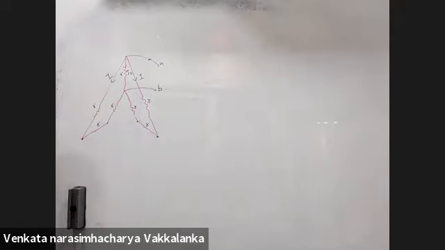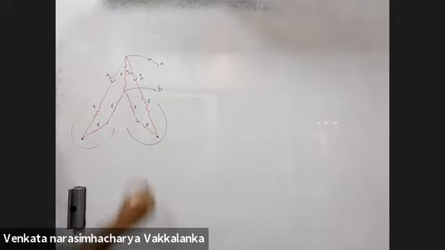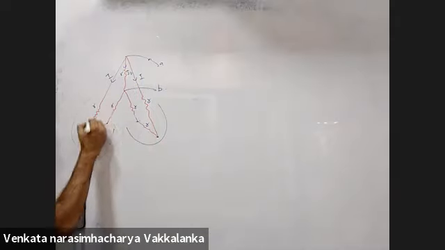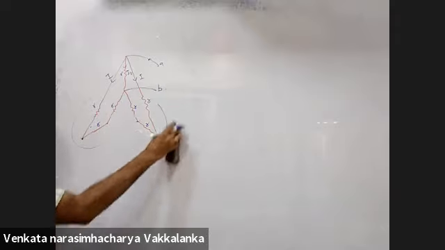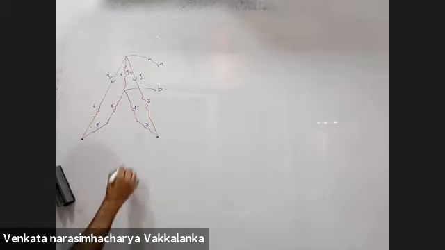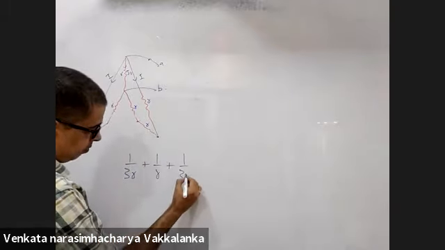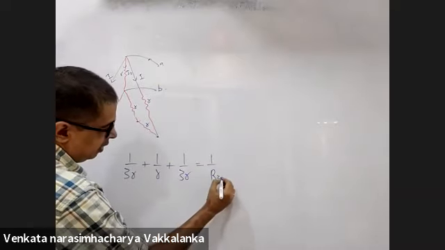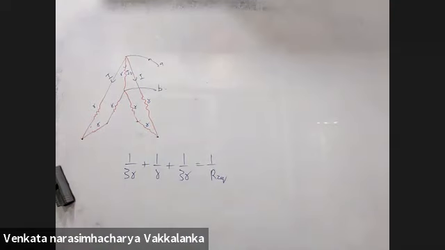3R and R are in parallel. This is 3R, this is 3R, this is R. R and R is 3R. R and R is 3R. 3R and R are in parallel. 1 by 3R plus 1 by R is 1 by R equivalent. How much are you getting the answer? 3R by 5.